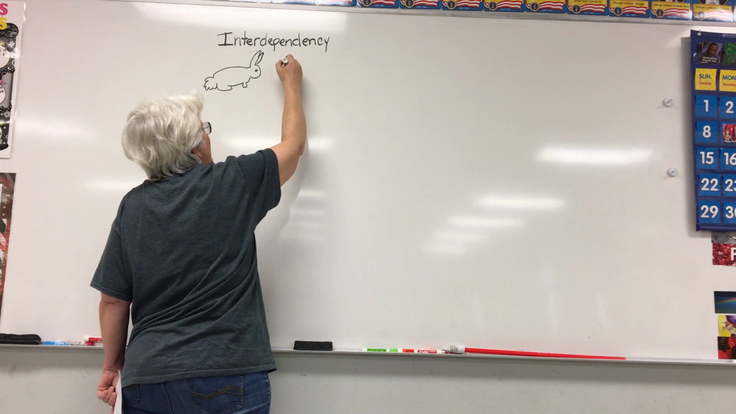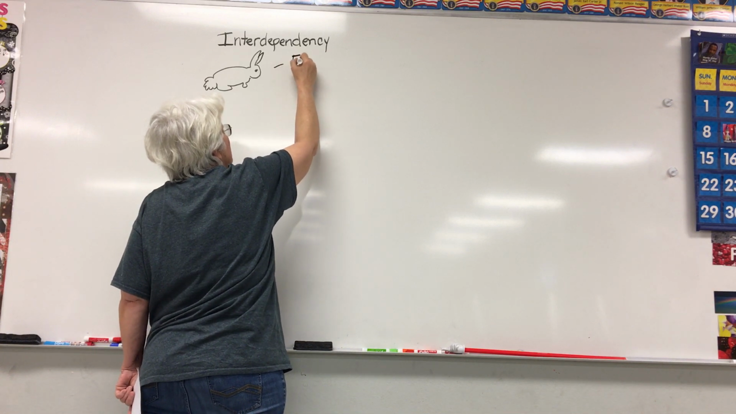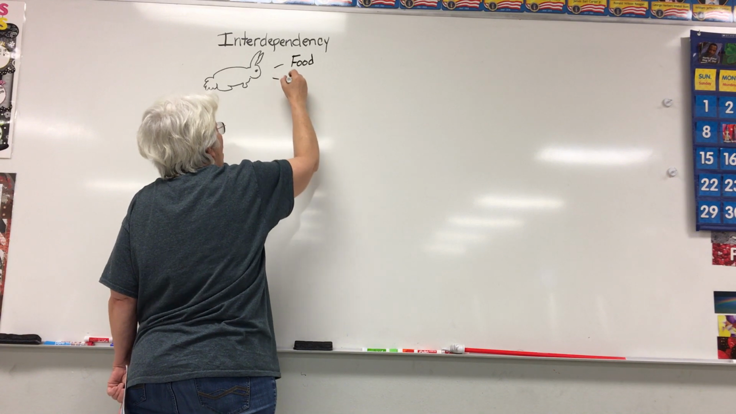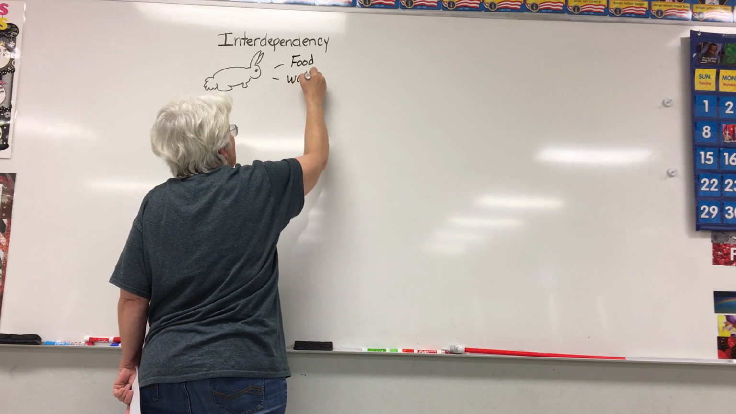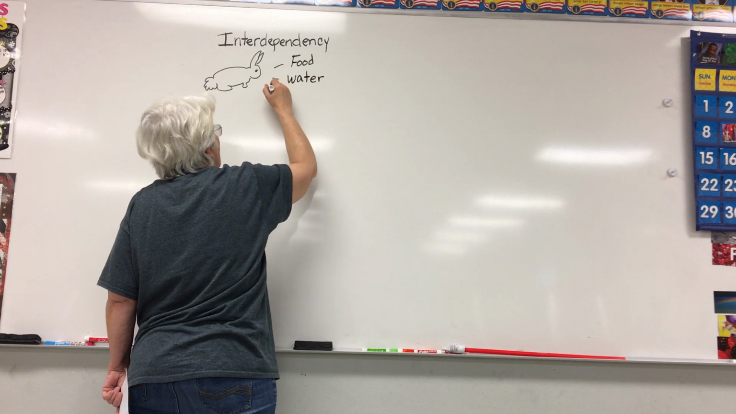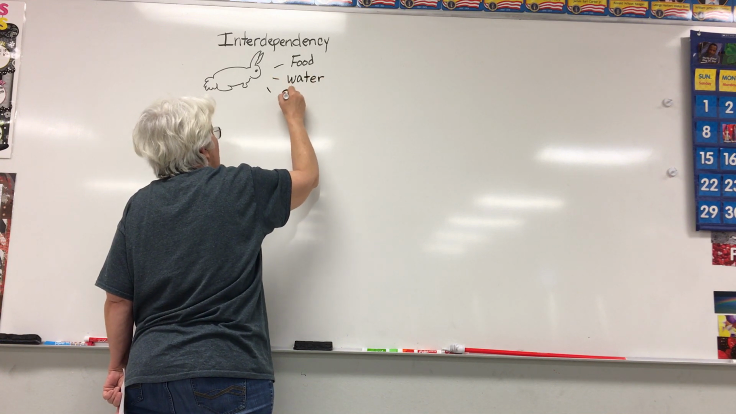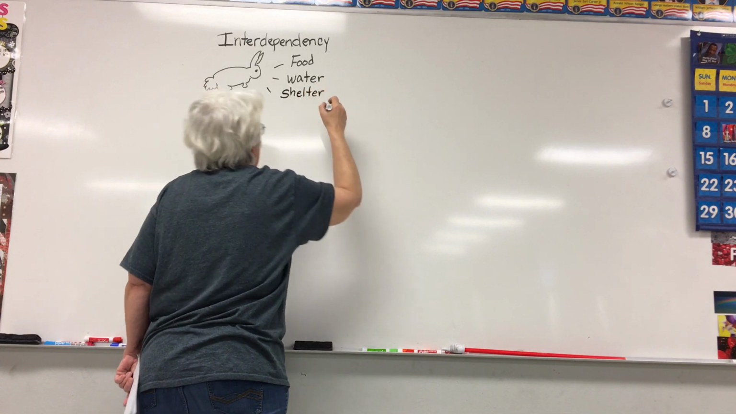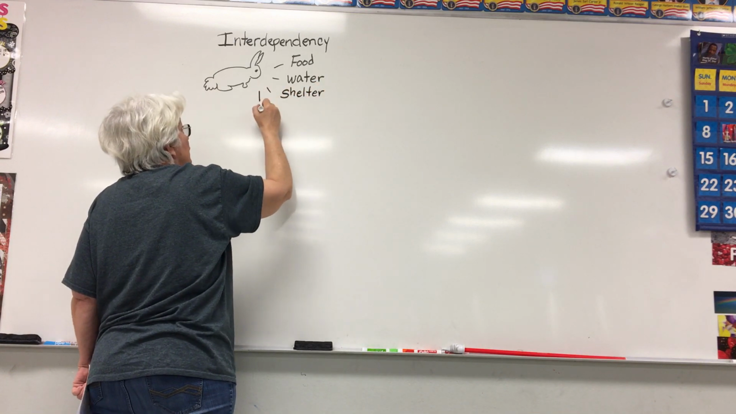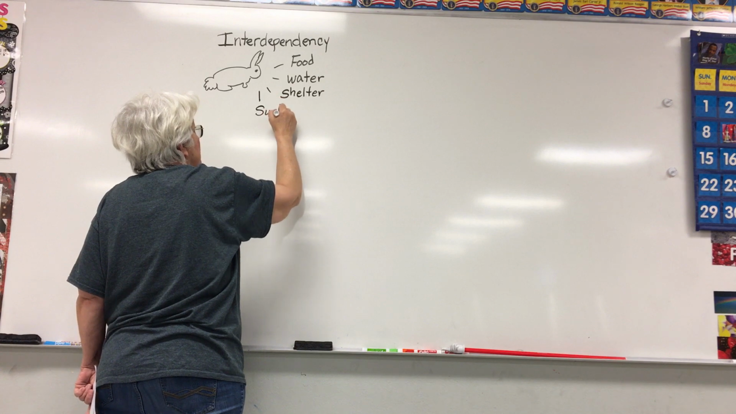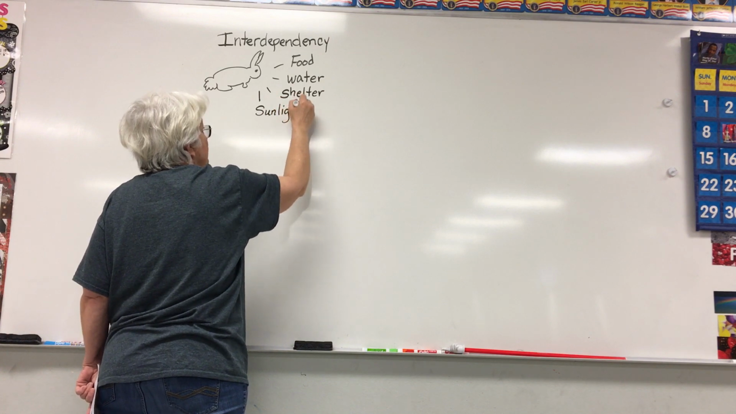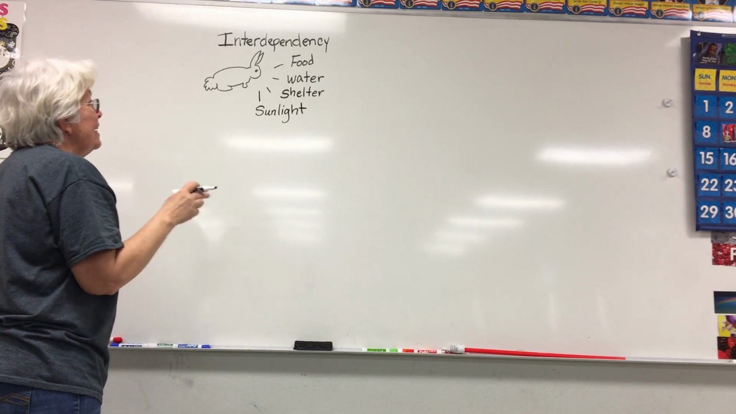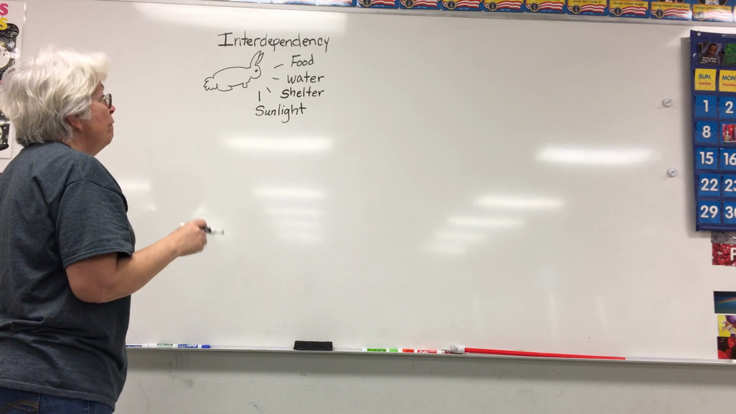We know that he needs food, and we know he needs water, and we know he needs shelter, and we know he needs sunlight. Sunlight. So let's start out with his dependency on food.